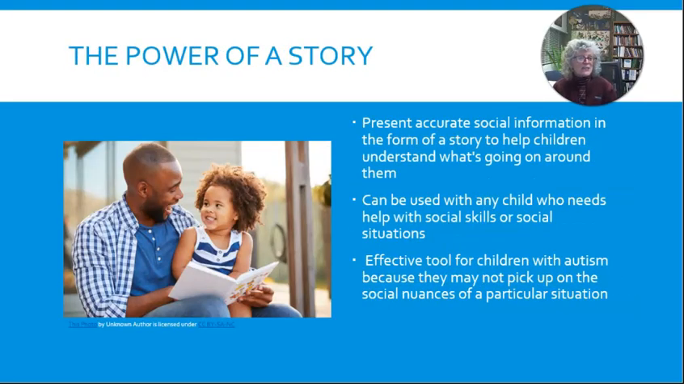The goal is to present accurate social information in the form of a story to help children understand what's going on around them. Social stories can be used with any child who needs help with social skills or social situations. It's an effective tool for children with autism because they may not be able to pick up on the social nuances and social cues of a particular situation.